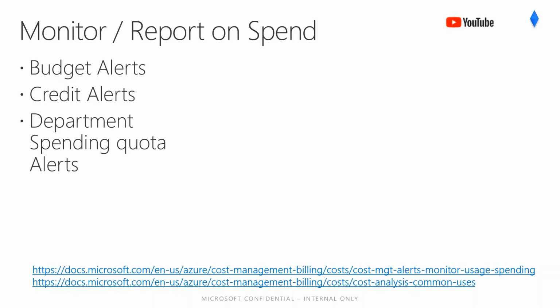Department spending quota alerts notify you when department spending reaches a fixed threshold of the quota. Spending quotas are configured in the EA portal. Whenever a threshold is met, it generates an email to department owners and is shown in cost alerts. For example, 50% or 75% of the quota.